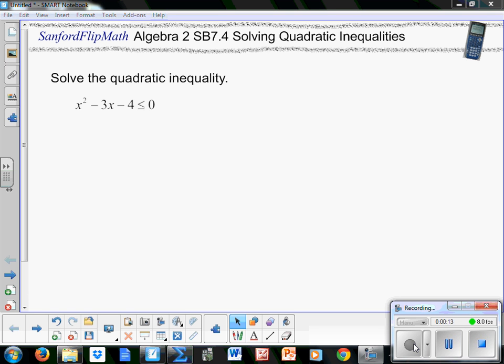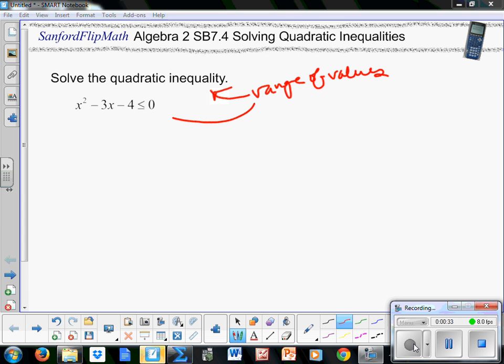So this is something that we've already covered in class, so this is meant as a review from what we've done before, okay? So the first thing to keep in mind is that with an inequality, we're finding not only one value, but a range of values that will make this true. So what we want to do is find something that is going to make this true, okay?